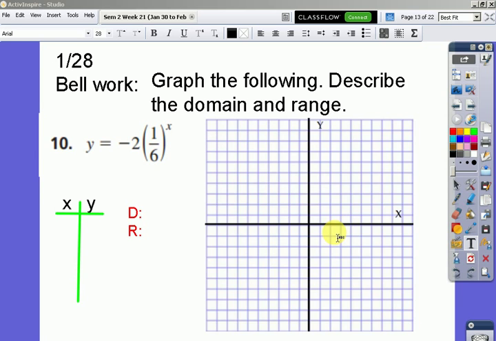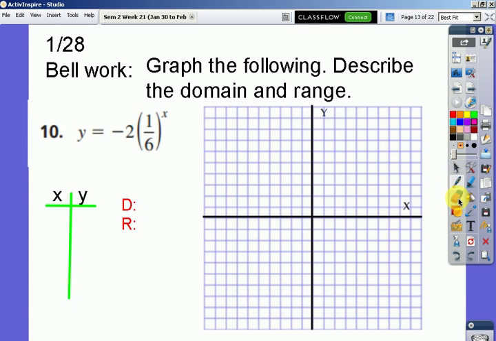Well, at least your domain, and your range won't be as difficult. We just need to decide if it's going to be flipped or not. And in this case it is. What makes it reflected? The negative, right. So we're going to start with the point that we know, which is the y-intercept. So what is the y-intercept? 0, -2. Perfect. Exactly right. So you want to start there.